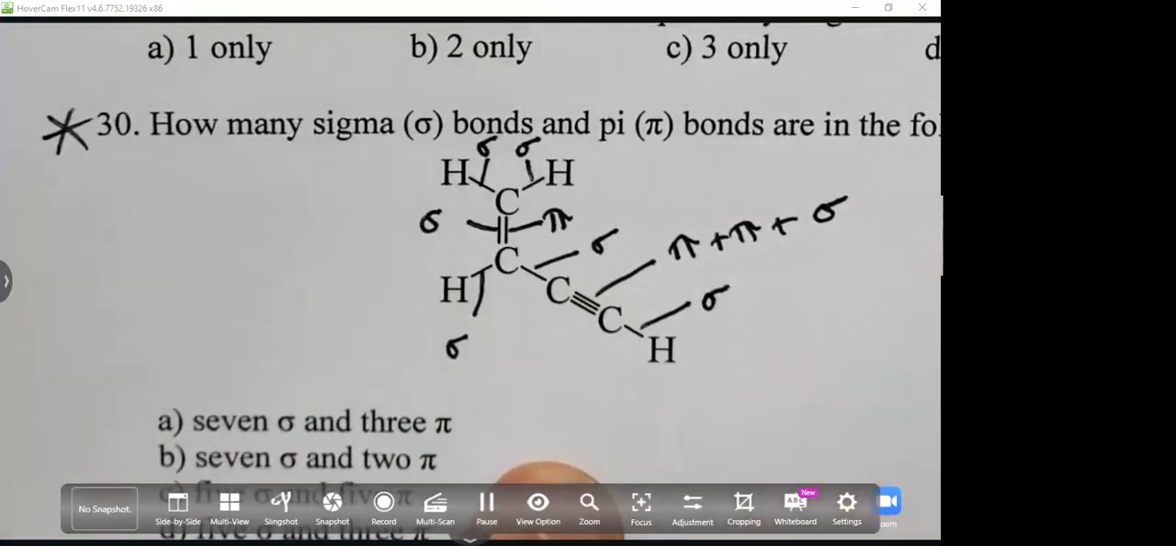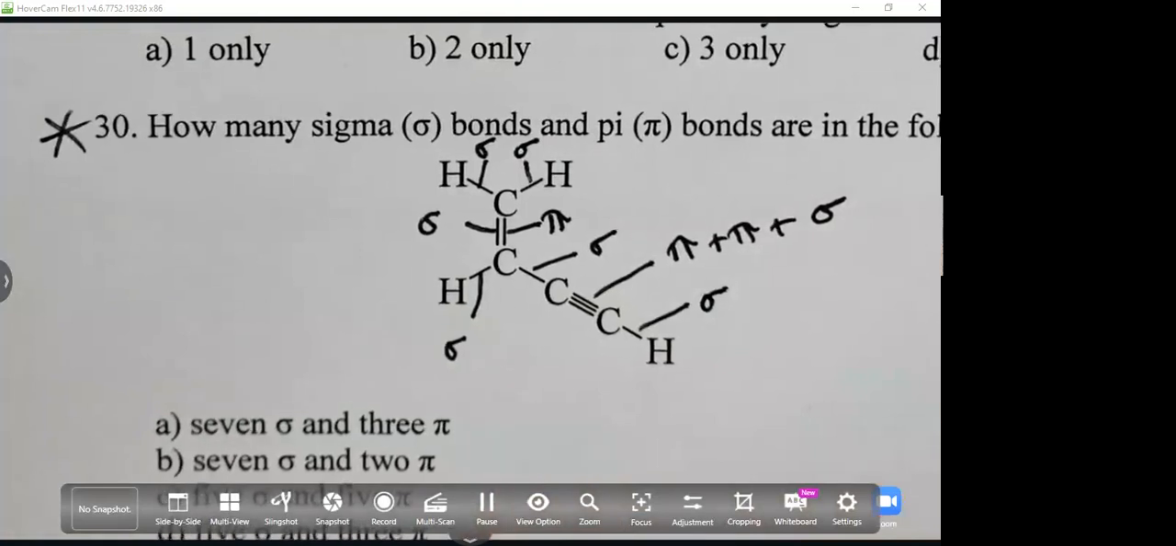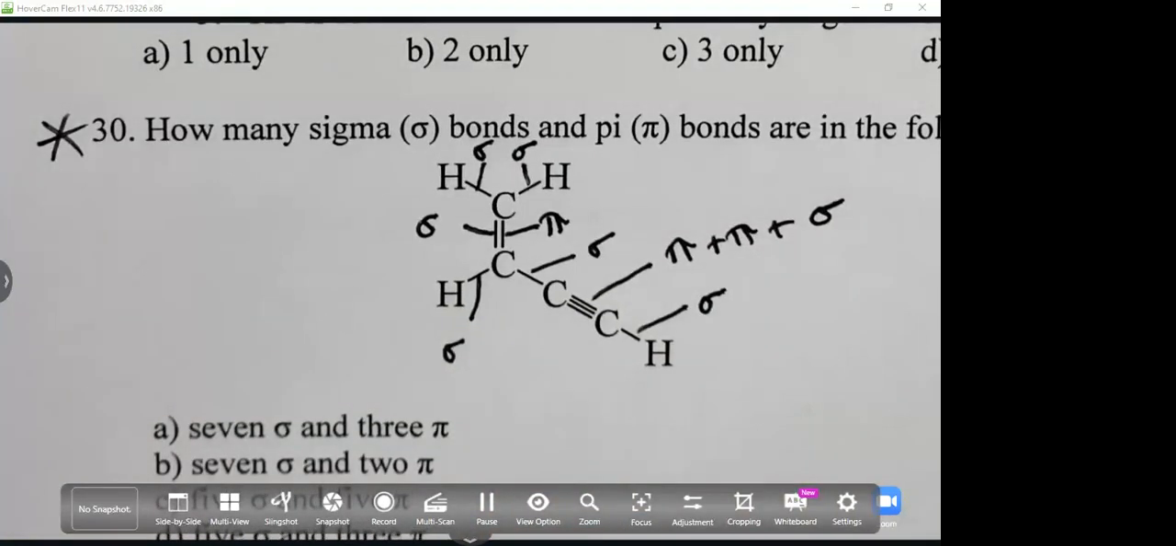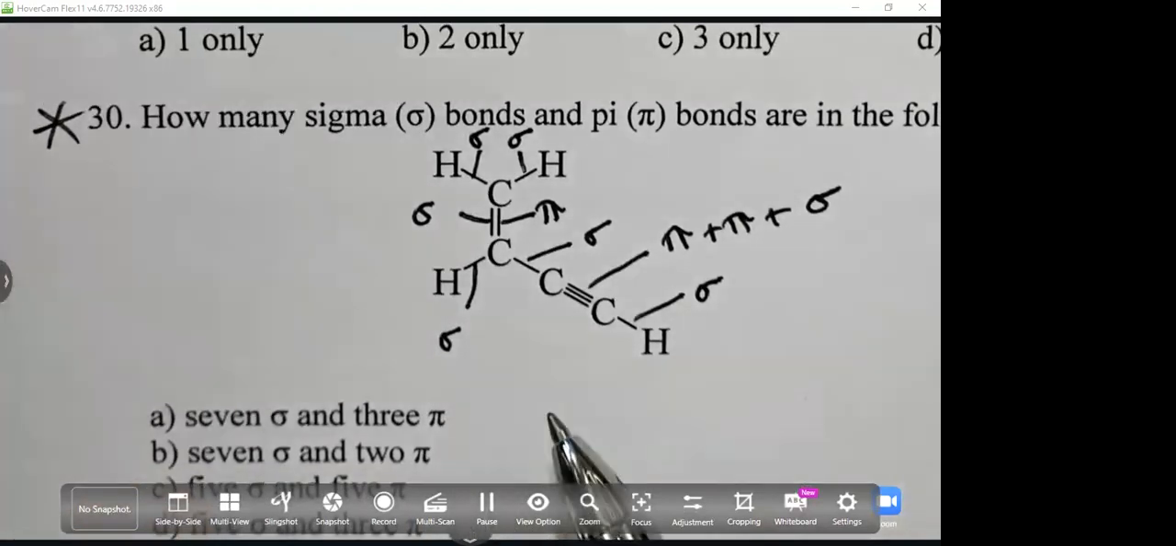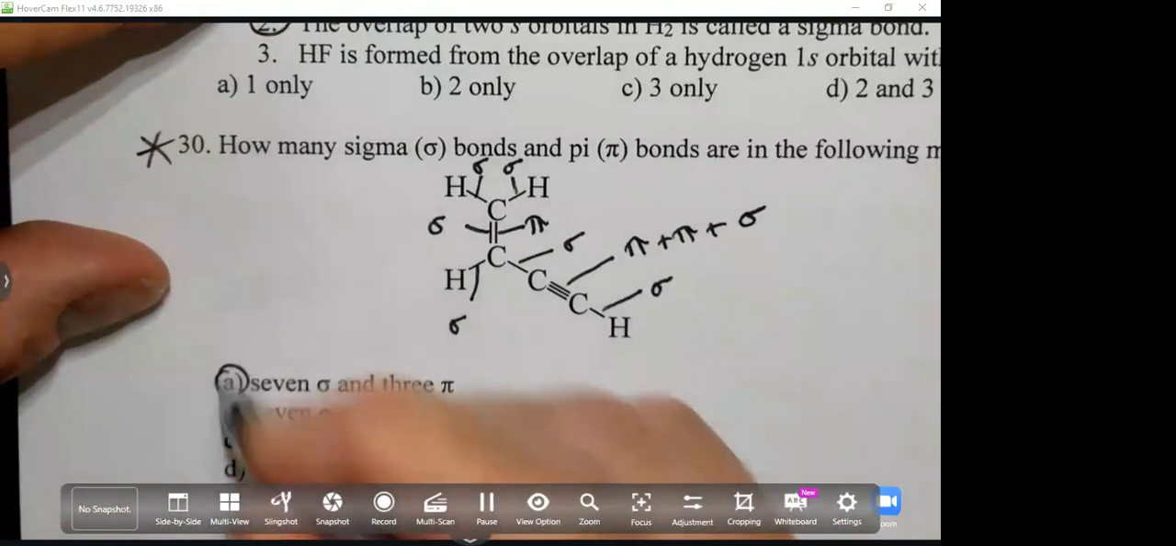So this is sigma. So what do we got for a total there? It looks like we've got 3 pi's. How many sigmas? 5, 7, huh? 7 sigmas and 3 pi's. 7 sigmas and 3 pi's, yes? Now, let's talk about the hybridization of these.